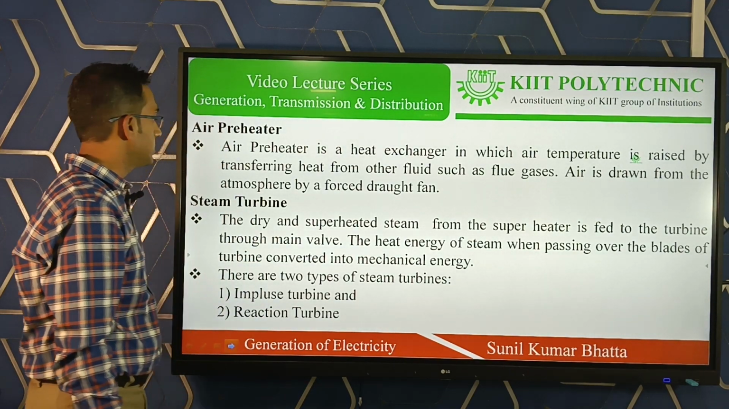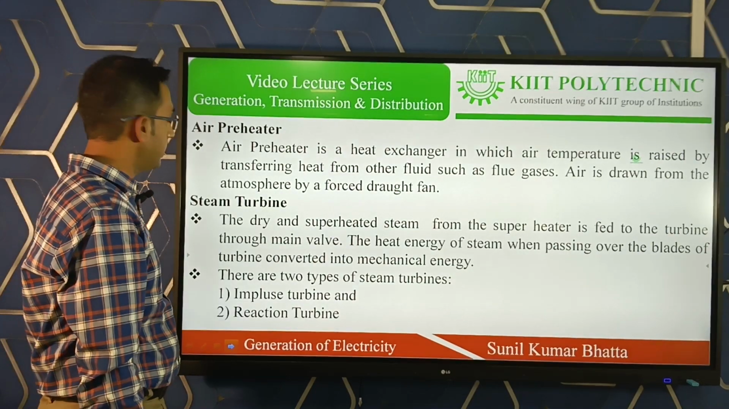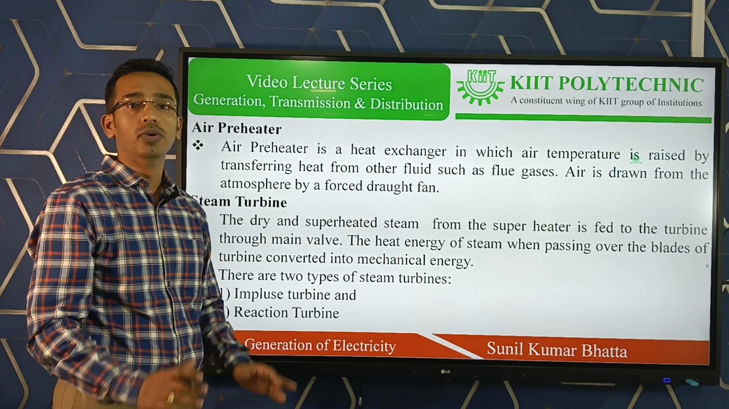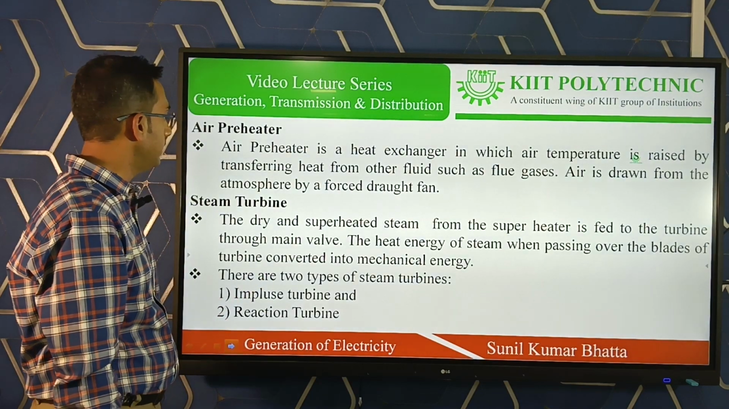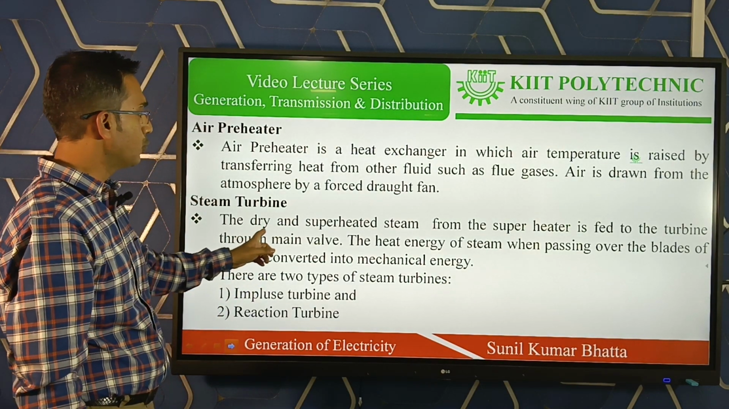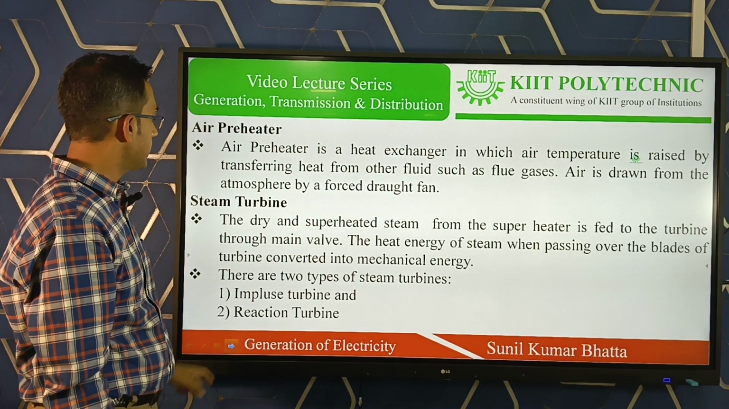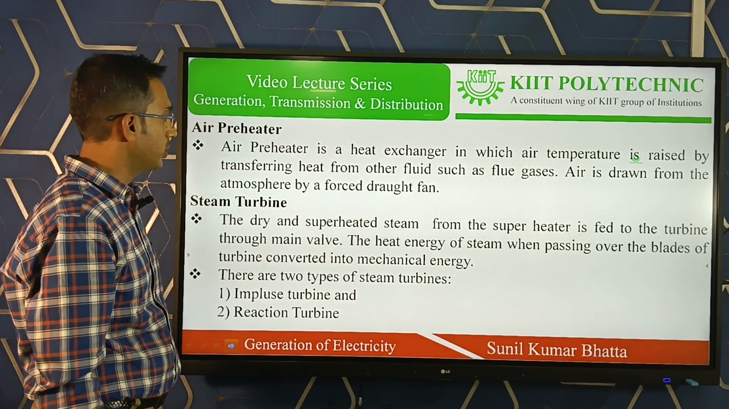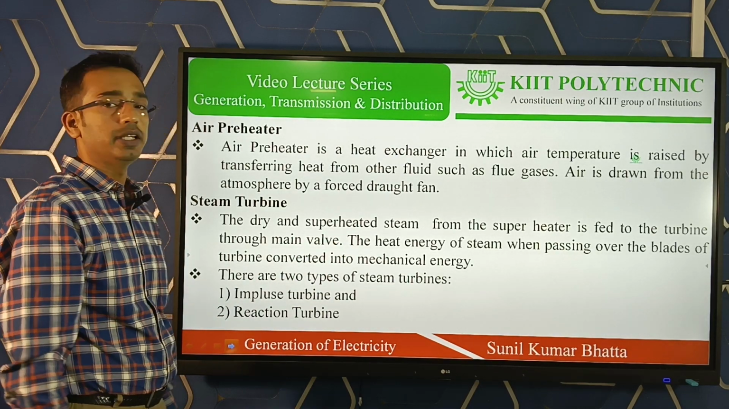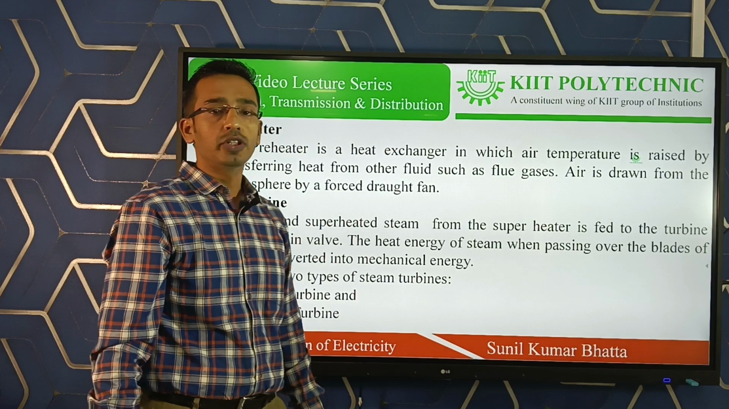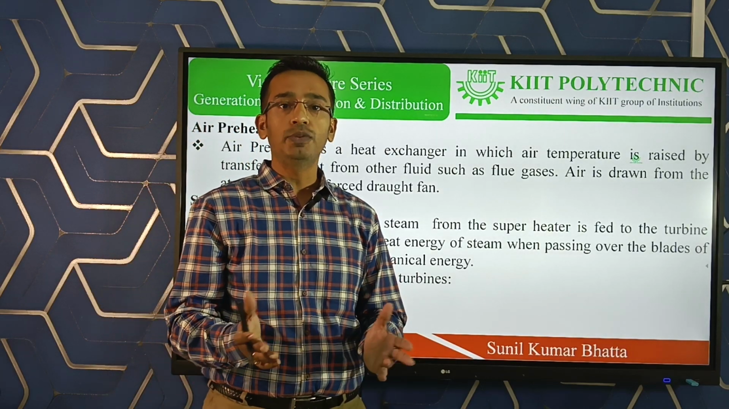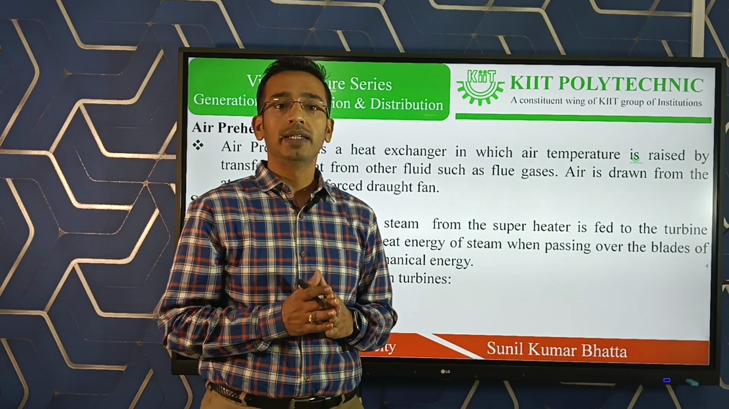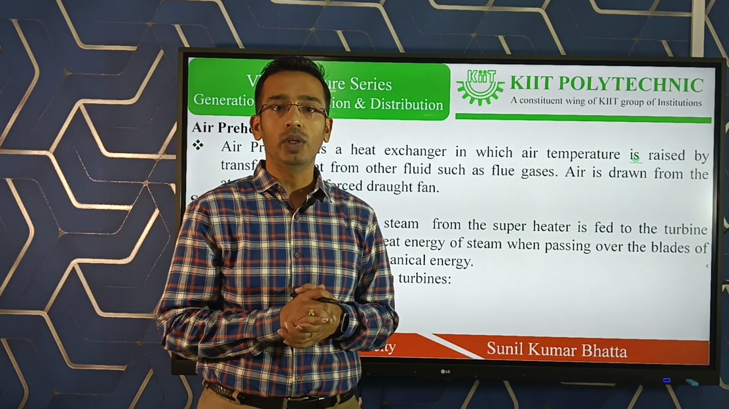Coming to the next very important part, the steam turbine. As I said earlier, the turbine is coupled to the generator. What is the function of the turbine? The dry and superheated steam from the superheater is applied to the turbine through the main valve. The heat energy of the steam, when passing over the blades of the turbine, is converted into mechanical energy. So the steam turbine produces mechanical energy. How is this mechanical energy produced?